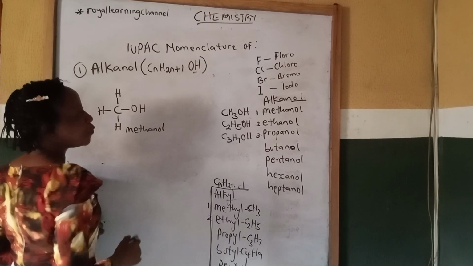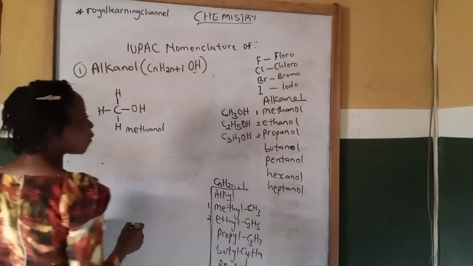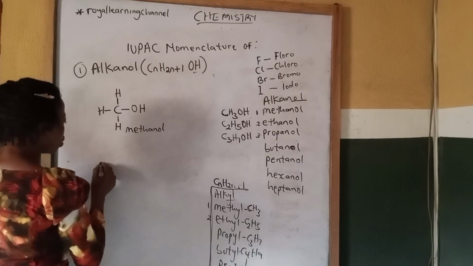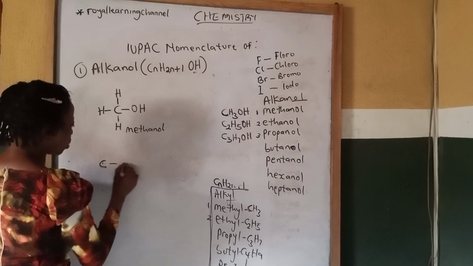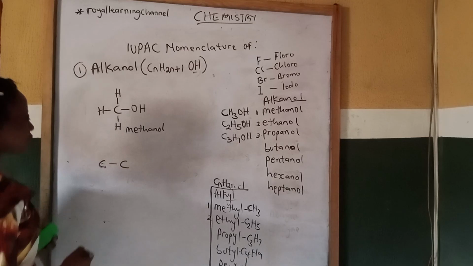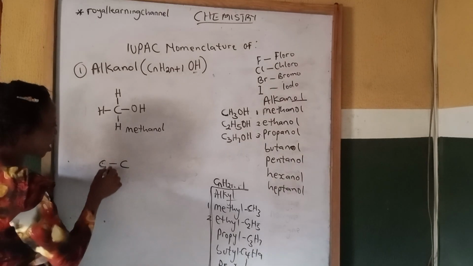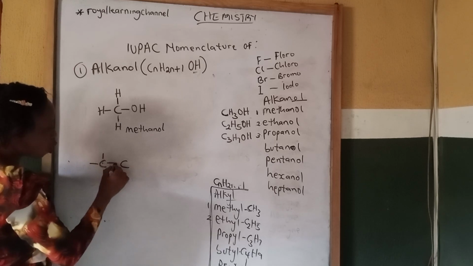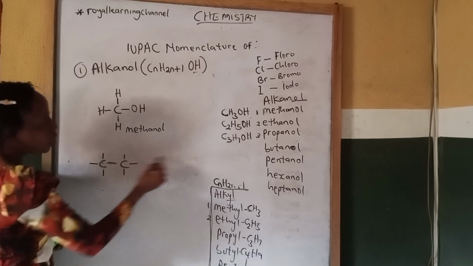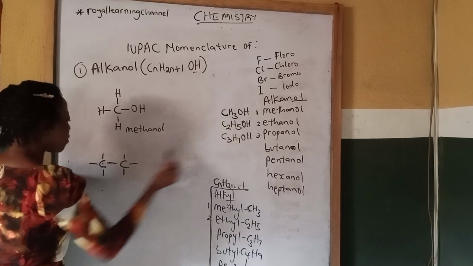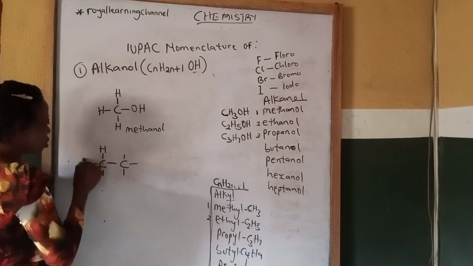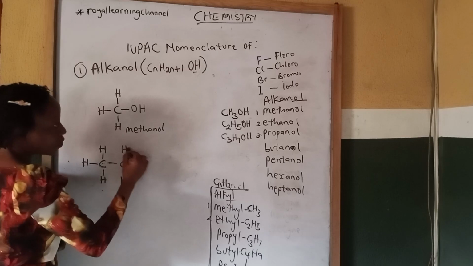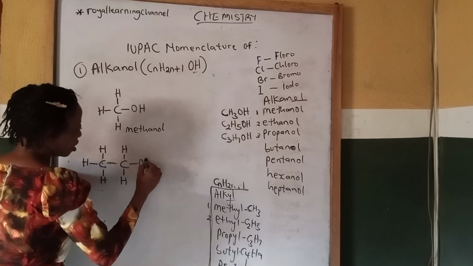Then for ethanol, C2H5. How many carbon atoms? 2 carbon atoms. So let's join those 2 carbon atoms together with a chemical bond. Then each carbon atom must be surrounded with 4 chemical bonds. 1, 2, 3, 4. 1, 2, 3, 4. Then how many hydrogen atoms? 5. Let's bring in those 5 hydrogens. 1, 2, 3, 4, 5. Then followed by what? OH.